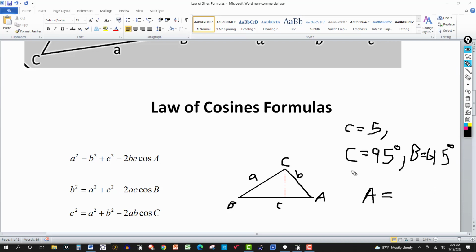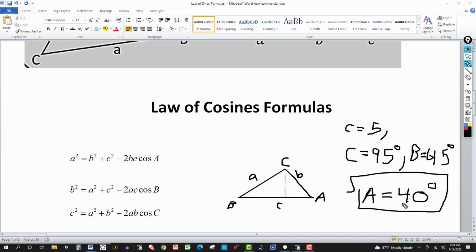Because we know the sum of the angles has to be 180. So 95 and 45, that's 140. So what's left over? 40 degrees. Okay, so that's one of the answers, or part of the answer, because we have to give them all. So we have all three angles. Two of them were given, and we found the other one simply by adding those up and subtracting from 180.